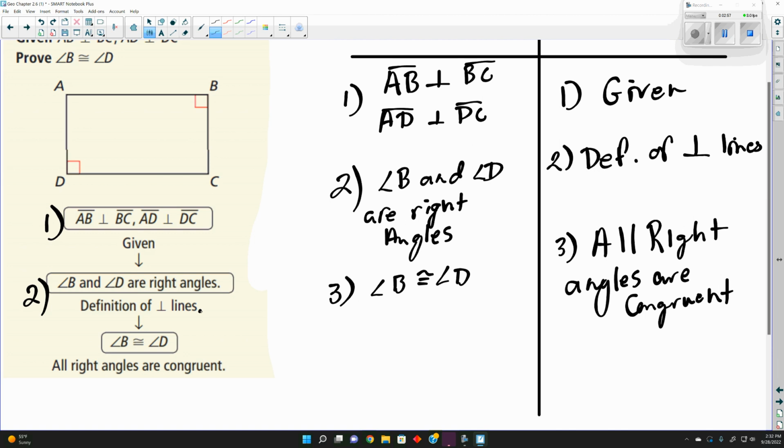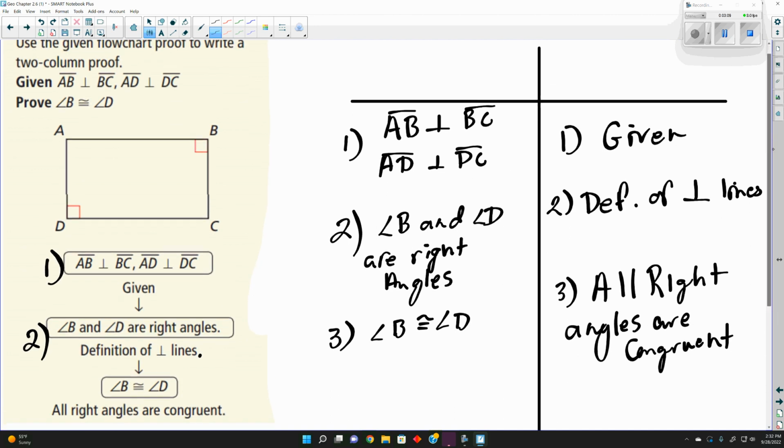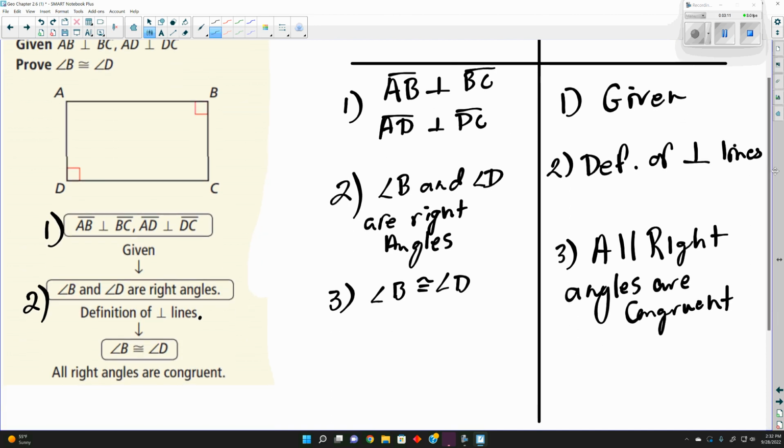Any questions on this here? So we can switch from one to the other. We can go from flowchart proofs to our two-column proofs, or vice versa. So we can go from two-column to flowchart or flowchart to two-column. We can switch from one to the other.